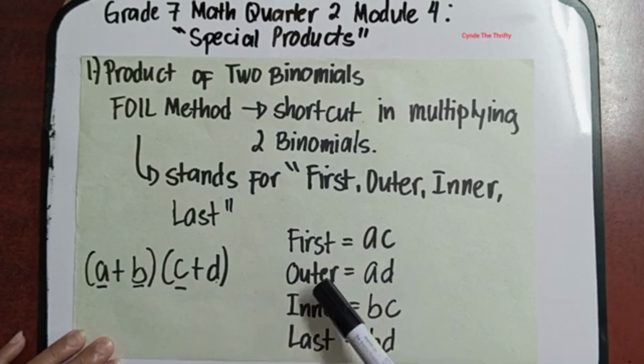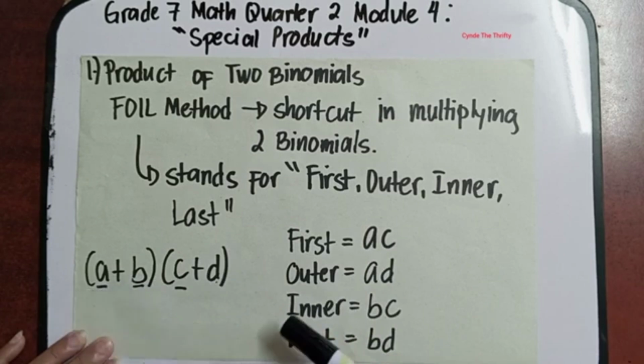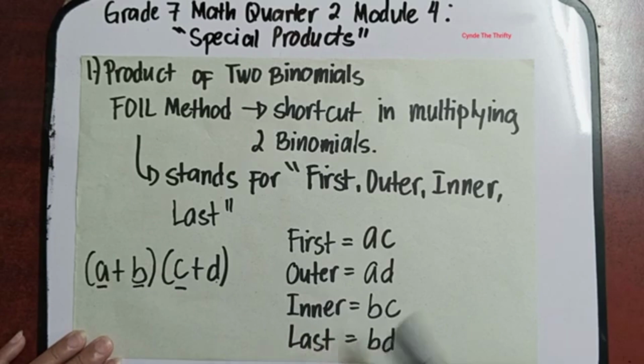Ang next mong i-multiply is yung outer. So, itong mga nasa gilid. And then, ang inner ang sunod. So, ang sunod is itong mga nasa loob. Pagkatapos is ang last term. Okay, so ang last term sa dalawang binomial.